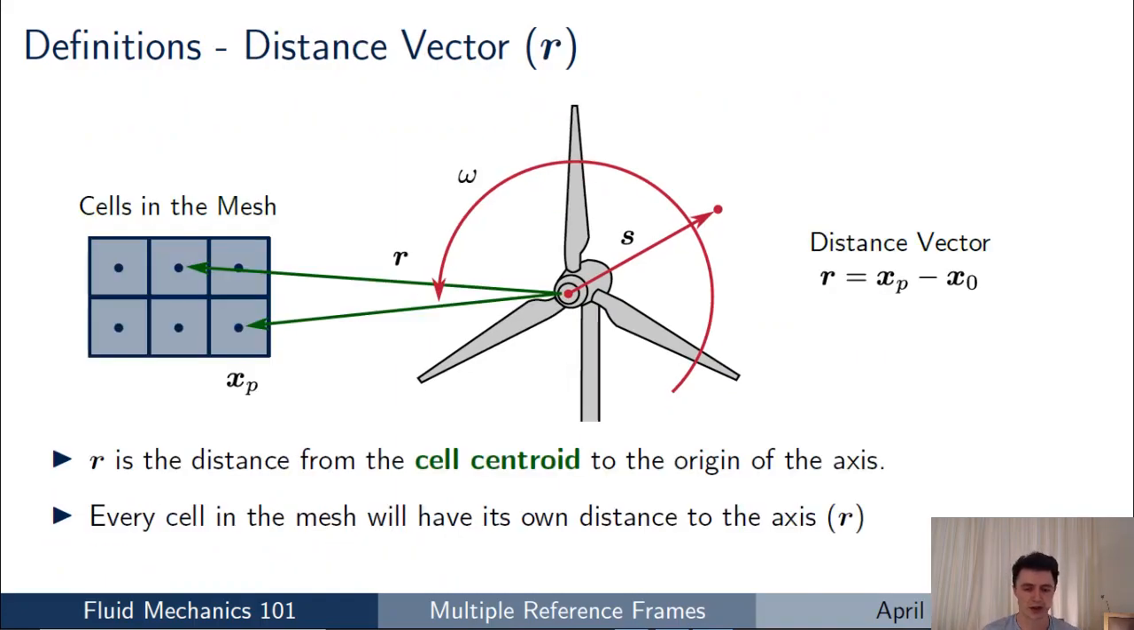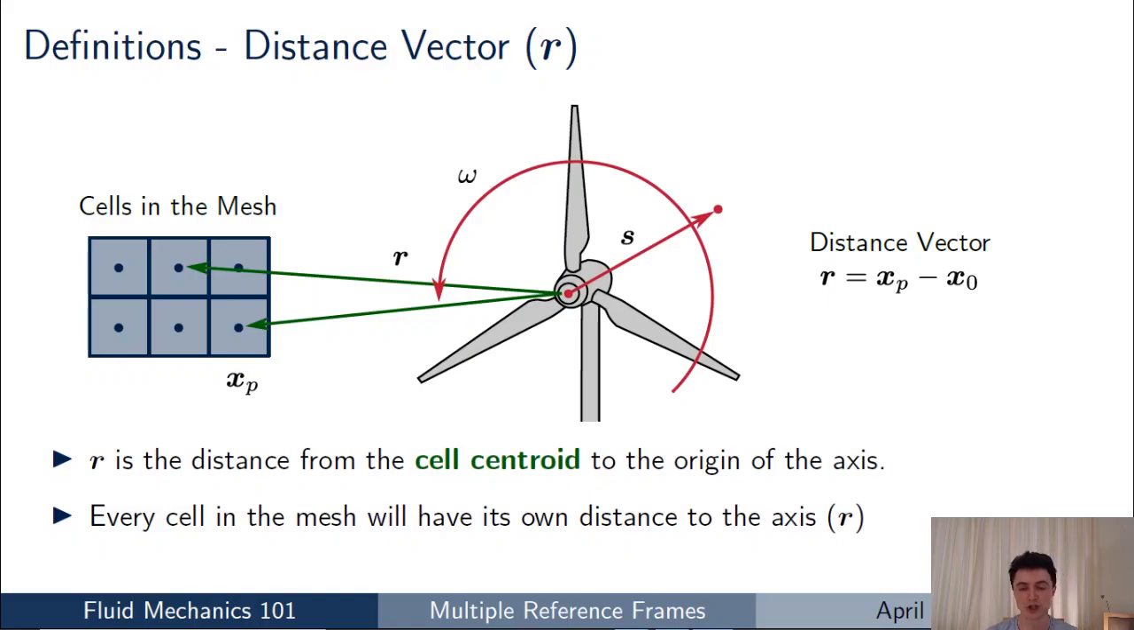And the next thing to think about is the distance vector r, and the distance vector is going to be the distance between a cell in the CFD mesh and the origin of the axis of rotation. So this is very important to think about because we're going to be solving the CFD computations for, of course, every cell in the mesh, and every cell in the mesh is going to have a different distance from its cell centroid to the axis of rotation. So this distance vector r, which is the vector connecting the cell centroid and the axis of rotation, is going to be different for every single cell in the mesh. And that's very important to think about.